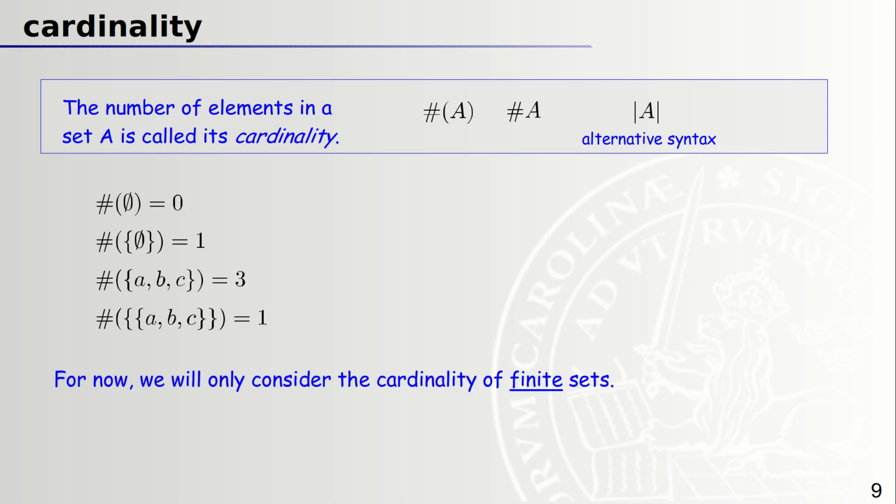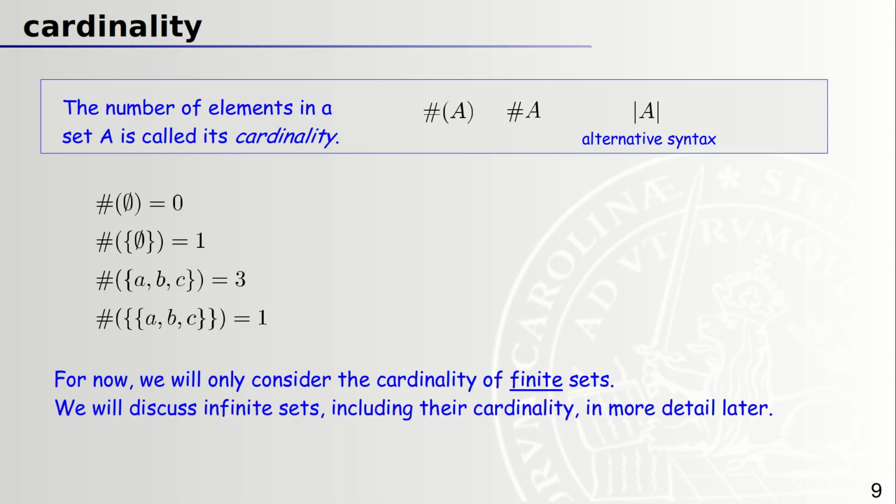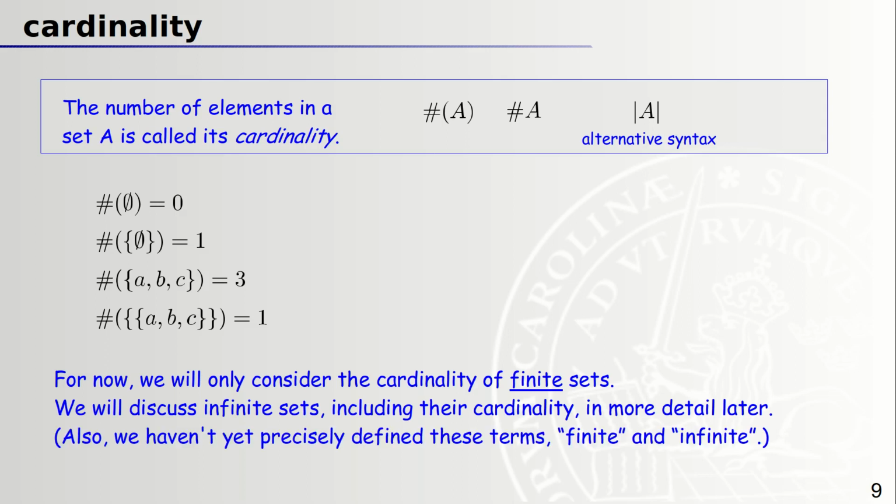For now, we'll only consider the cardinality of finite sets, all of which are natural numbers. We shall look at infinite sets in some detail later in this course. Also note that we do not actually have a very precise definition yet of finite and infinite. That too will change.